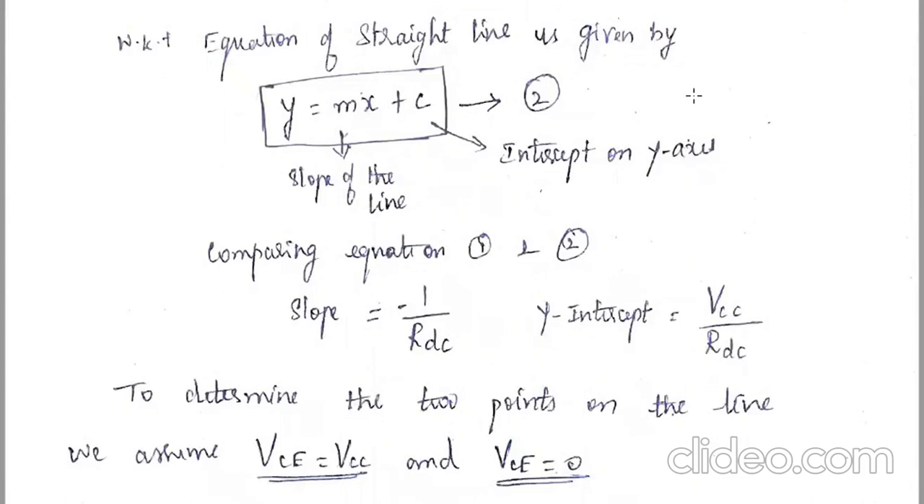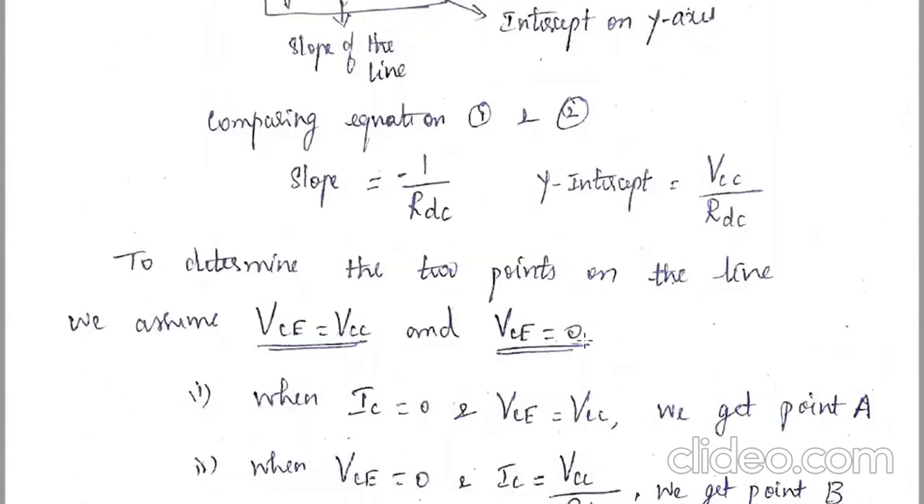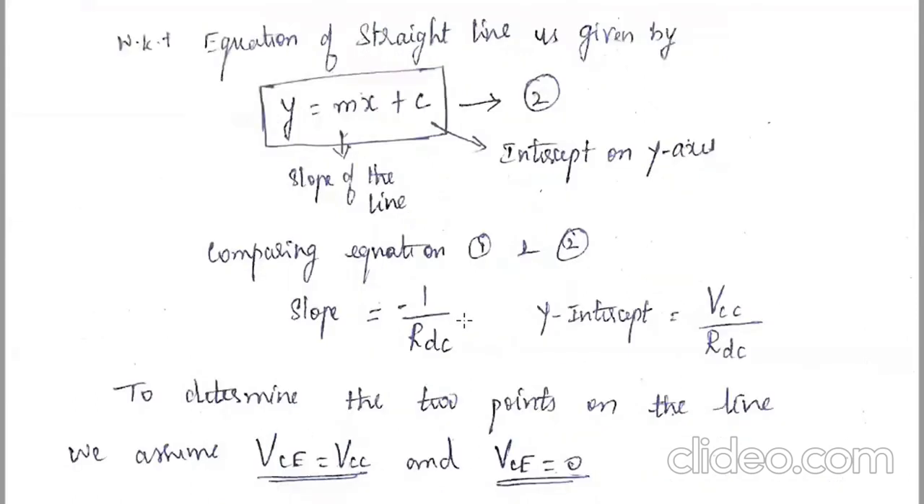Now let us see how to draw a DC load line in the output characteristic of a common emitter amplifier circuit. To determine the two points, point A and point B, on the line, we have to make two assumptions. The first is that the collector emitter voltage VCE equals VCC, and the second is that VCE equals 0. If you substitute these two conditions, I can get two points on the output characteristic of a common emitter amplifier circuit. Now we'll go back to the circuit.